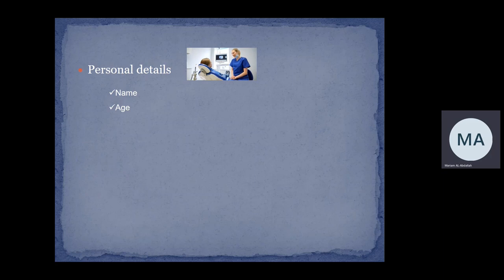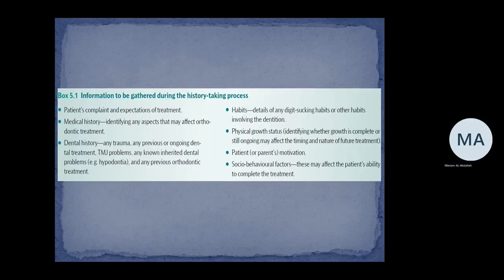If the patient is 17, this is different from, for example, 18 and a half in terms of residual growth, in terms of planning for orthognathic surgery, etc. So the age is important to be recorded accurately, especially patients younger than 20.